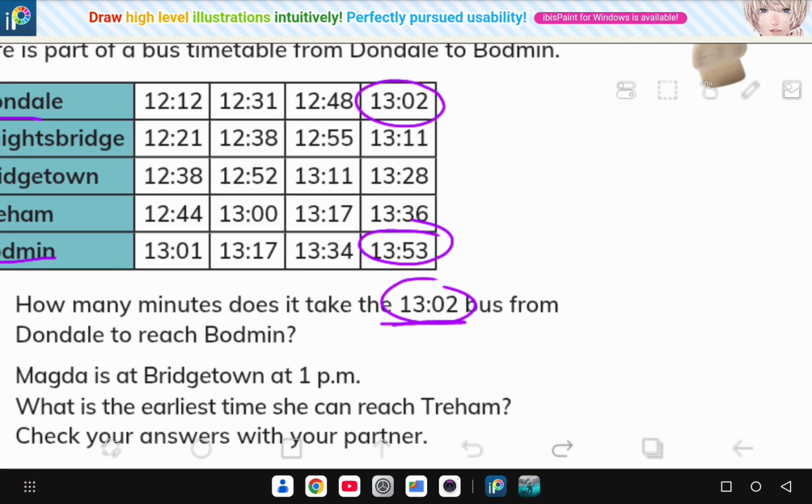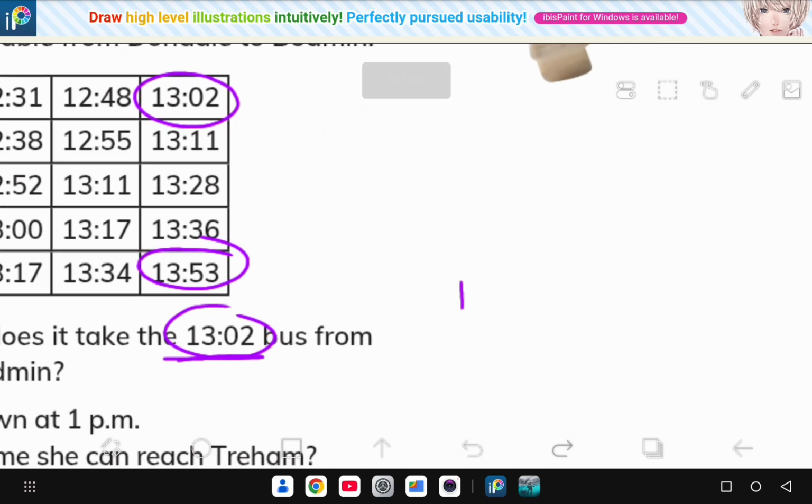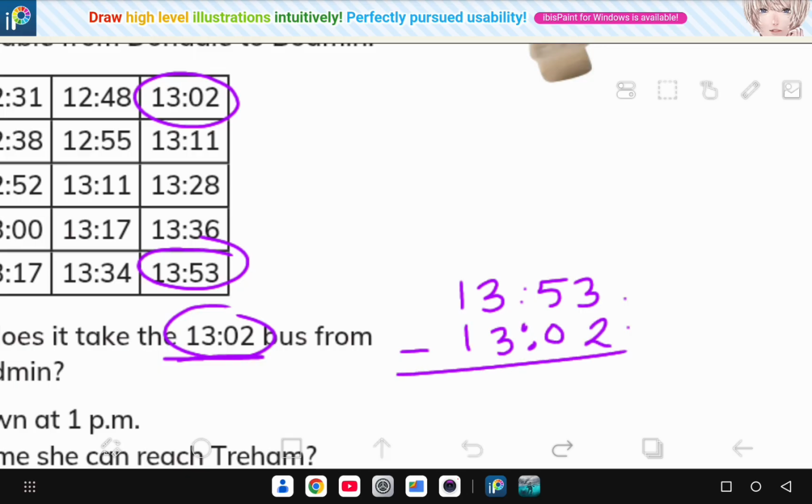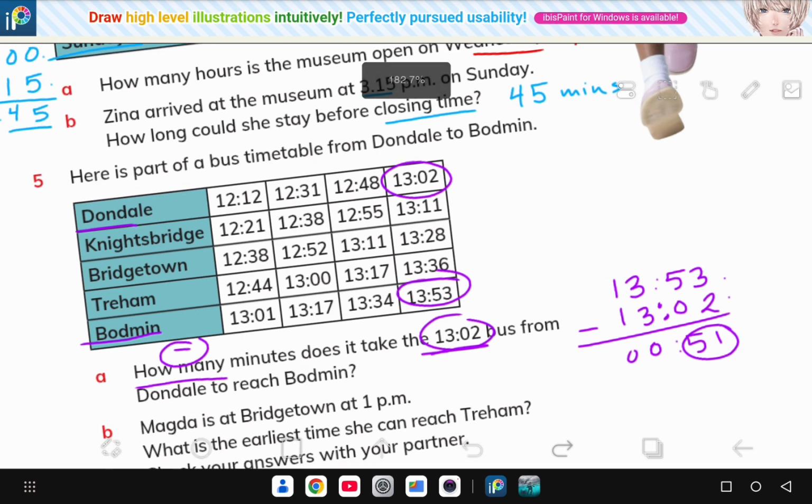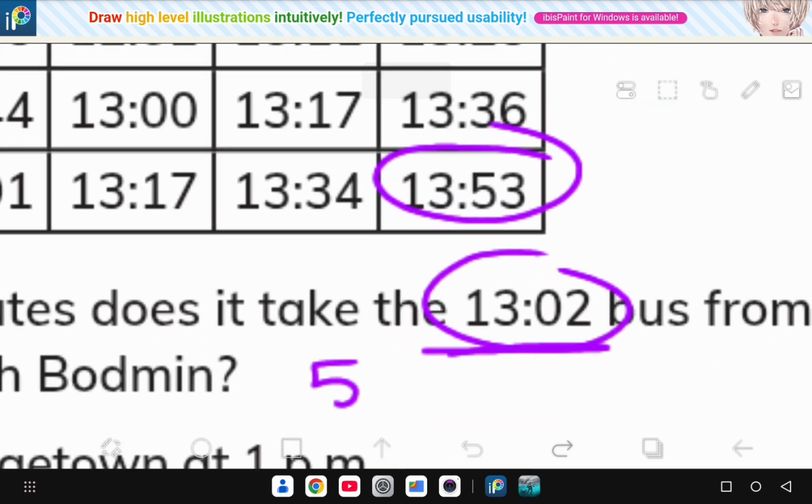When I need to know the difference, or how many, I subtract. 13:53 minus 13:02. 3 minus 2, 1. 5 minus 0, 5. 3 minus 3 is 0. 1 minus 1 is 0. How many minutes? 51 minutes.